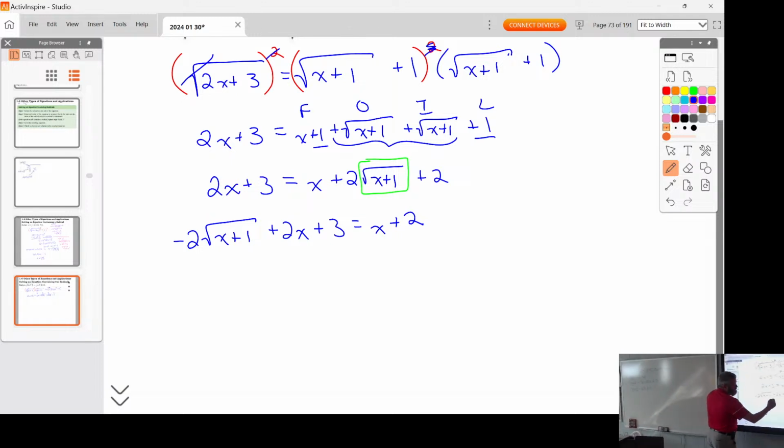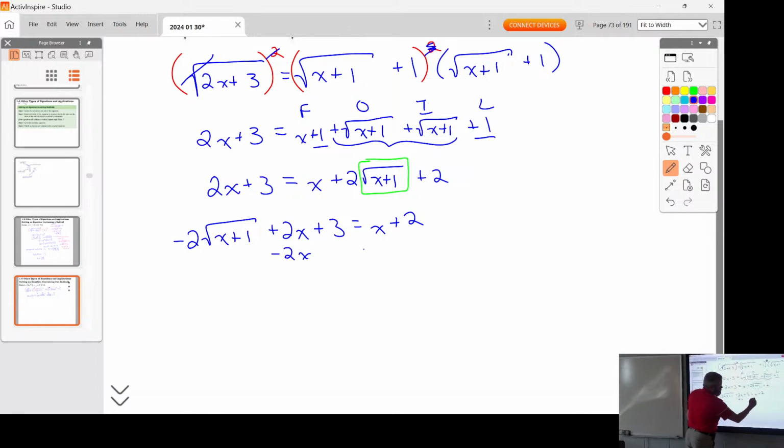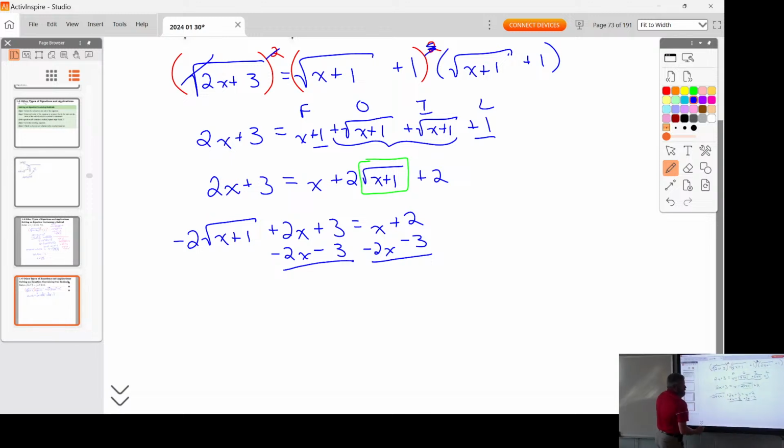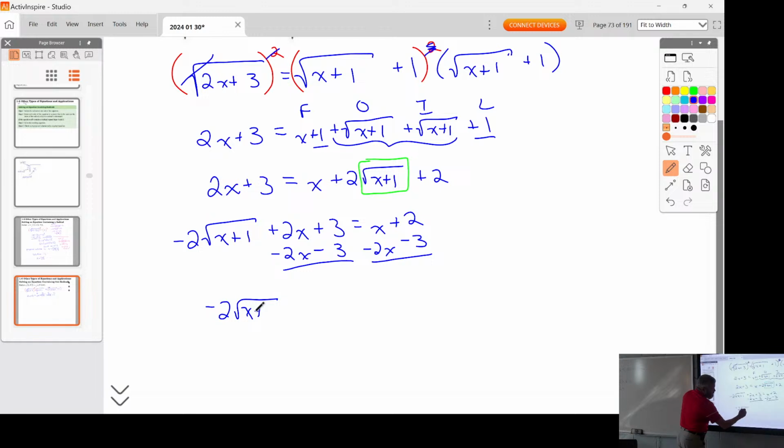Okay, I will subtract 2x from both sides. I will subtract 3 from both sides. And that leaves me negative 2 square root of x plus 1 equals x minus 2x, which is negative x, and 2 minus 3, which is minus 1.